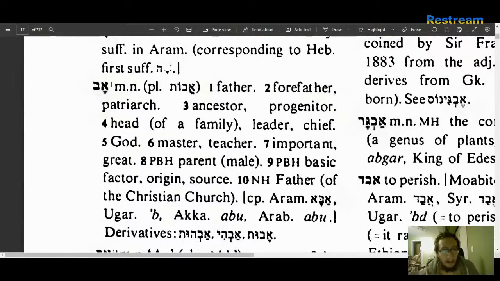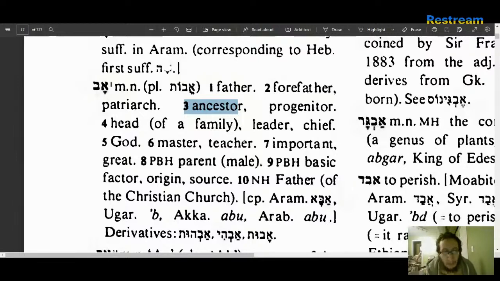So Av, you can pronounce it as Ab or Av. The plural form is Avot or Abot. So father, forefather, patriarch, ancestor. It really means the origin, someone who originated something. So your father is your origin, your ancestral origin, but your grandfather is also your origin and your originator. And every ancestor you have is your originator.